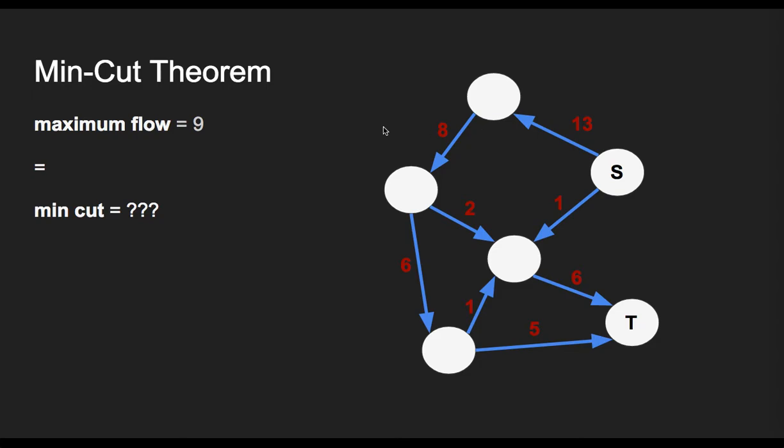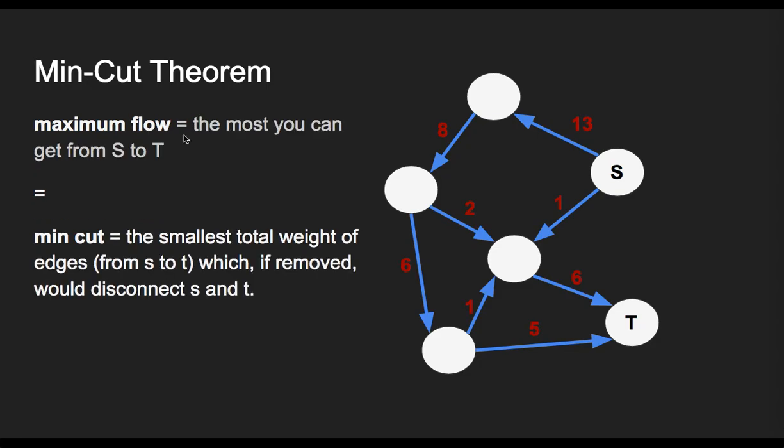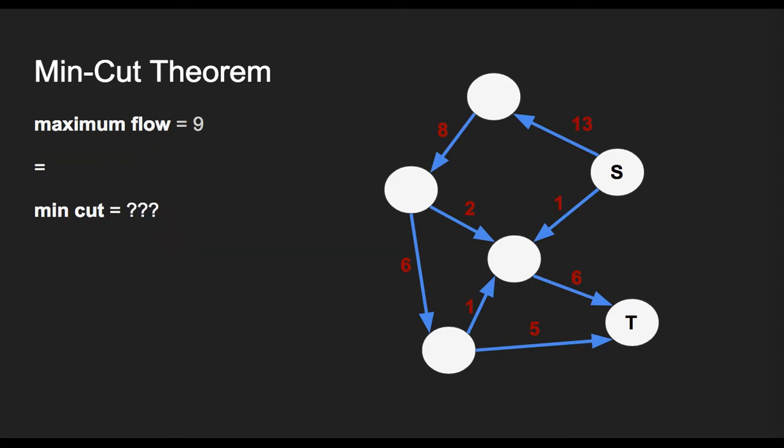Now, as we said before, the maximum flow here is 9, and by the max flow min cut theorem, the max flow and the min cut have to be the same. So we know that this is a cut on the graph that separates the source and the sink, but it's not going to be the minimum cut because it's not equal to 9.